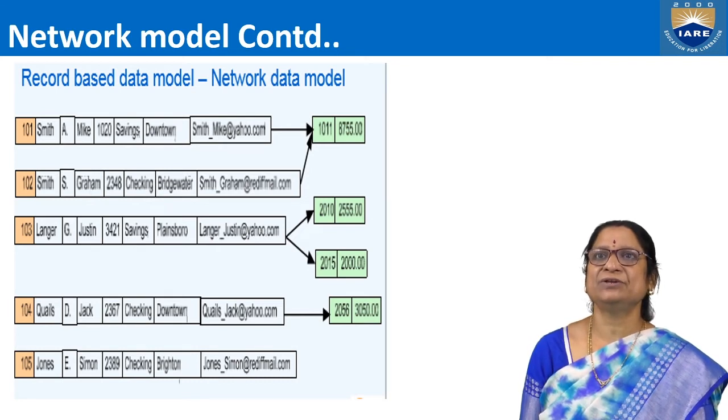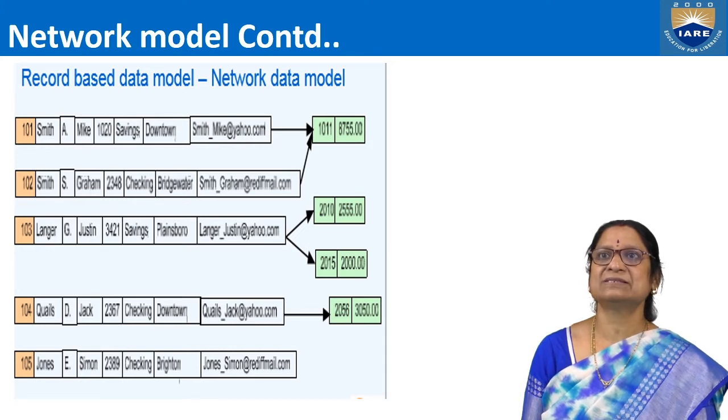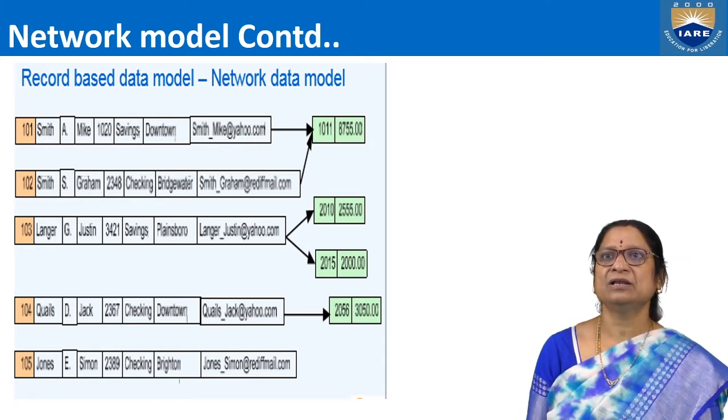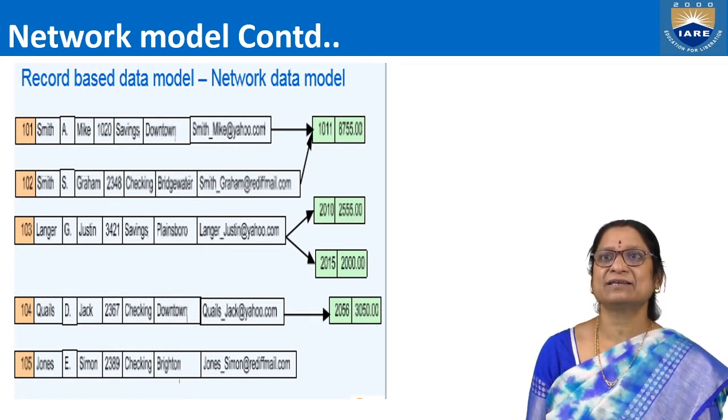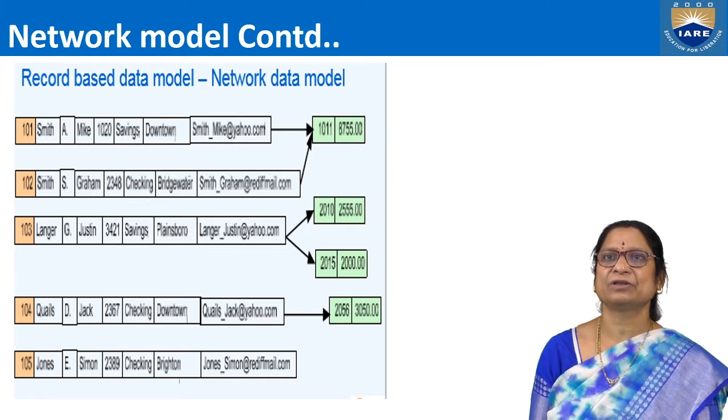As I explained to you, for example, employee 101 has a transaction 1011. The same product transaction 1011 was also involved by 102. It was connected, two arrows are there, you observe. That means here many to many relationships are there. Multiple employees are connected with a single transaction, and a single employee is connected with multiple transactions also.